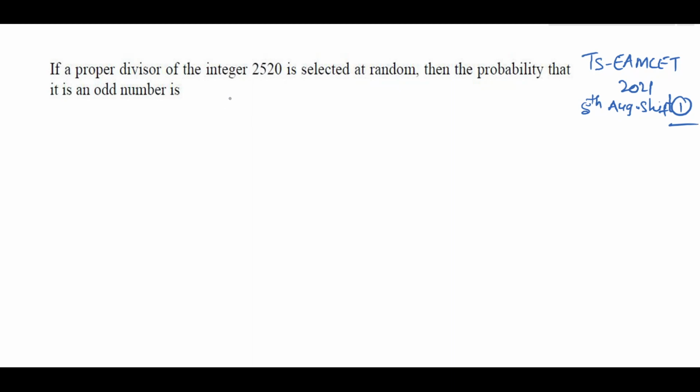If a proper divisor of the integer 2520 is selected at random, then the probability that it is an odd number. Here we find the probability of the number of odd proper divisors. First, 2520 is written as 2 cube into 3 square into 5 into 7. These are the factors of the given number.